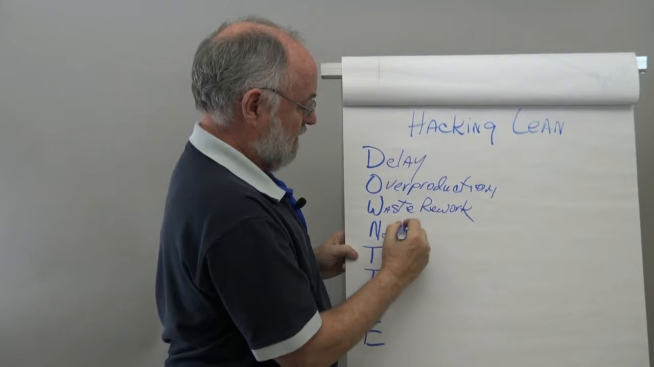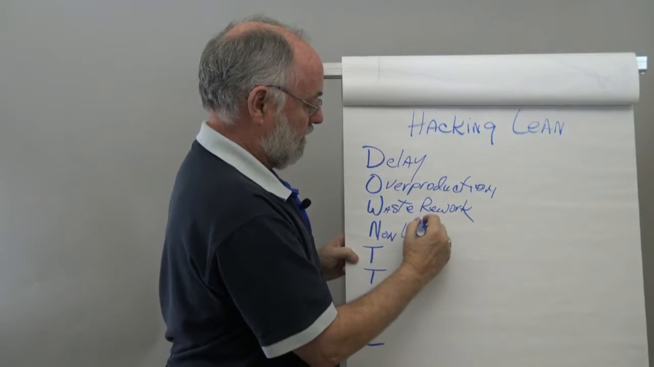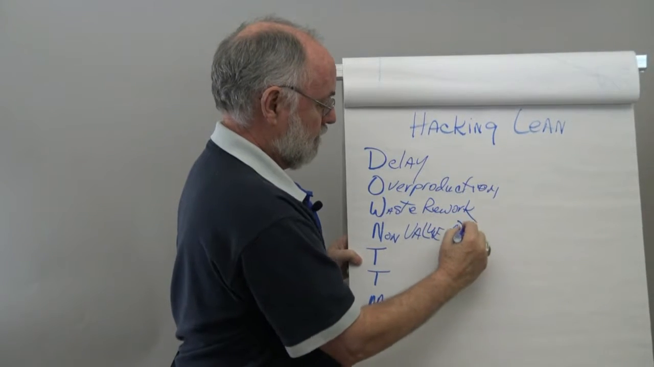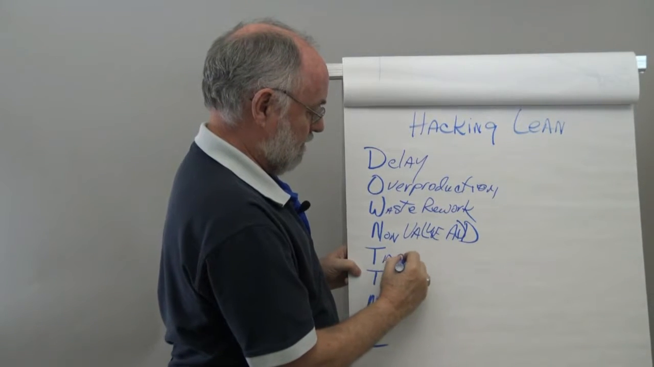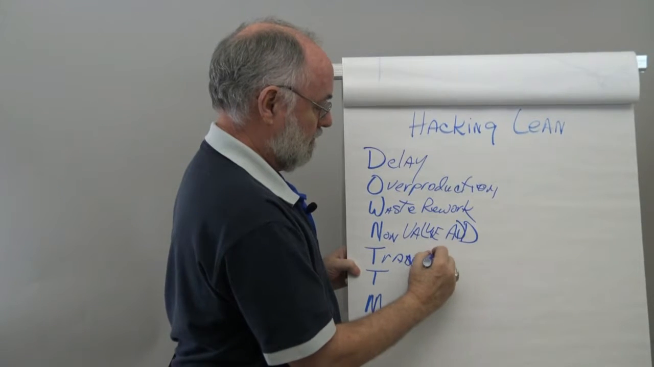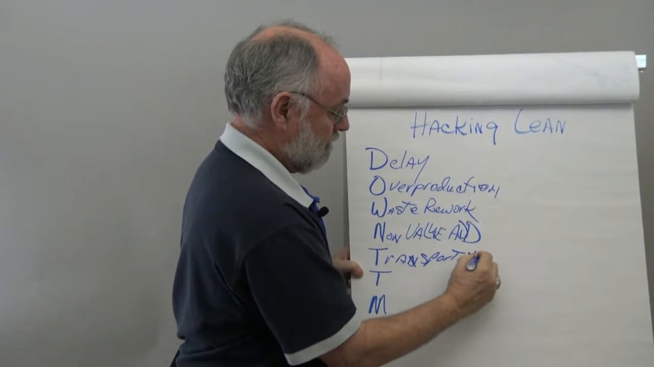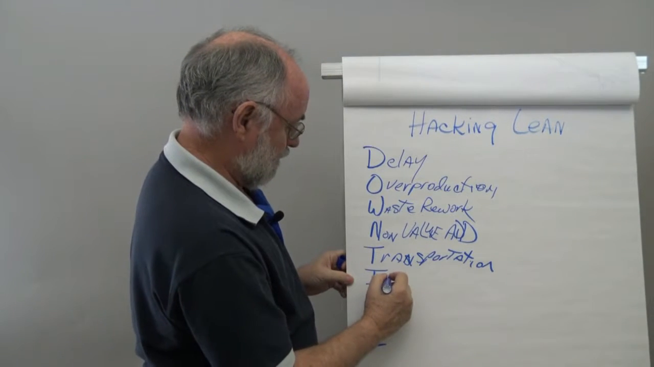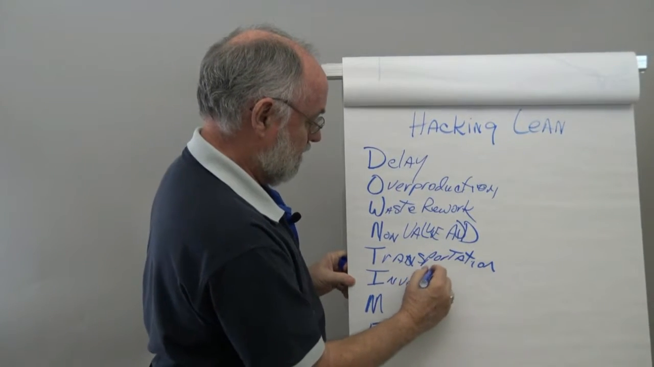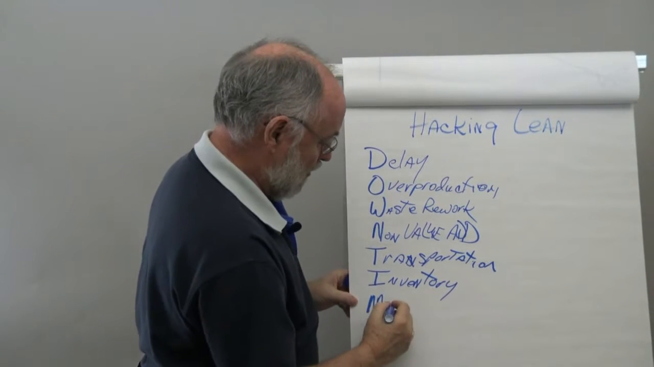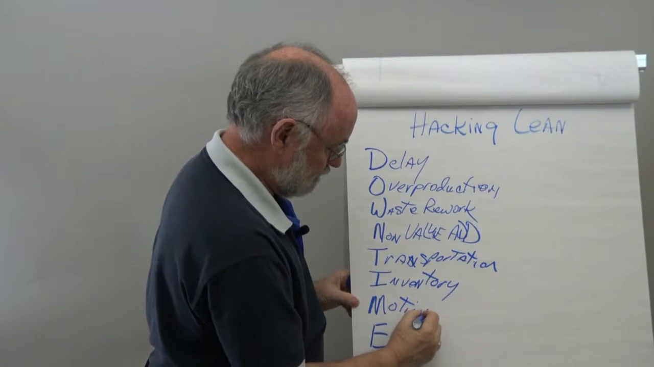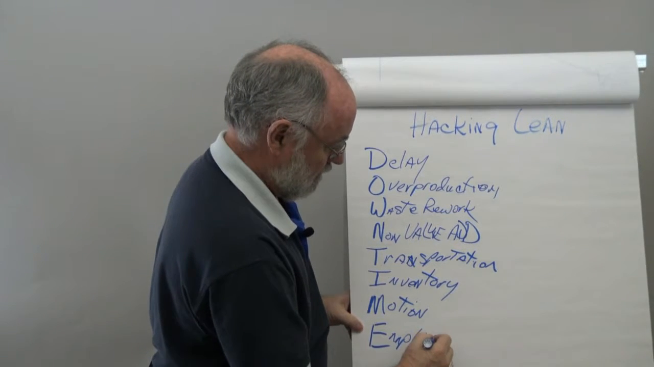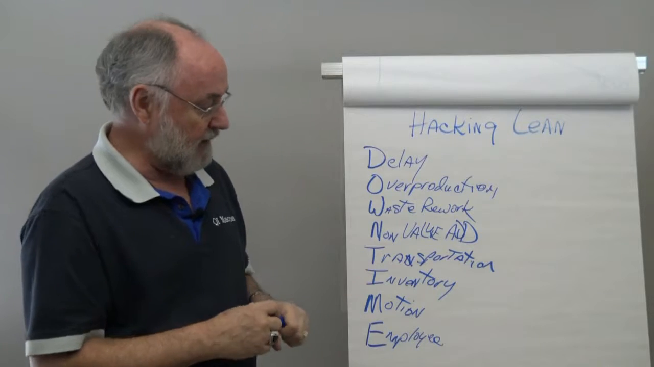And non-value-added work. And then there's transportation. And inventory. And motion. And employee creativity is really the eighth speed bump down there.